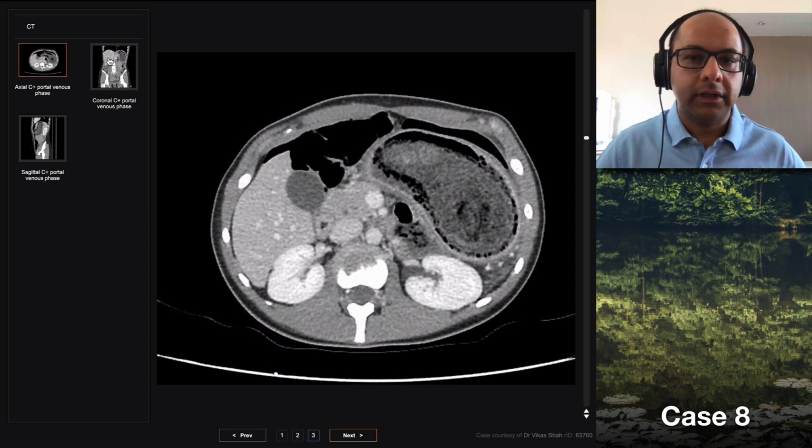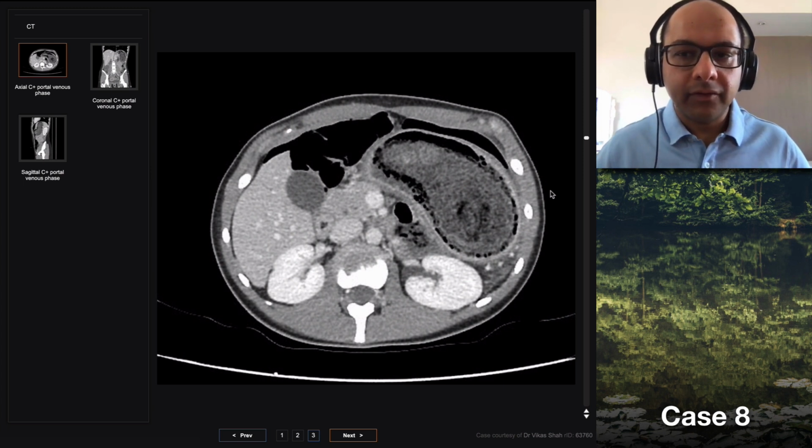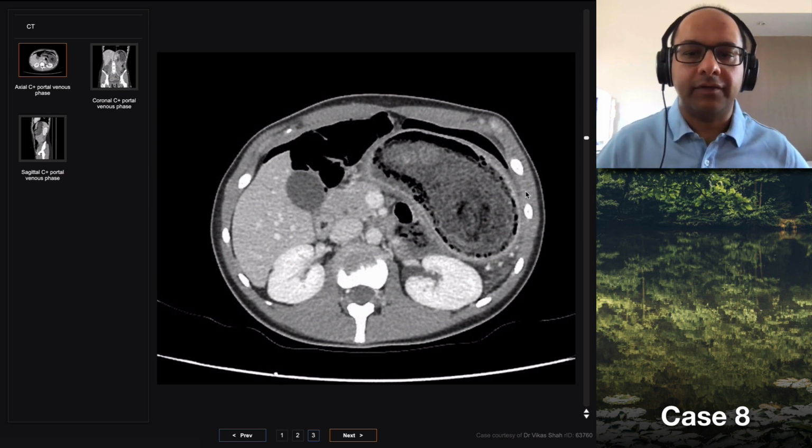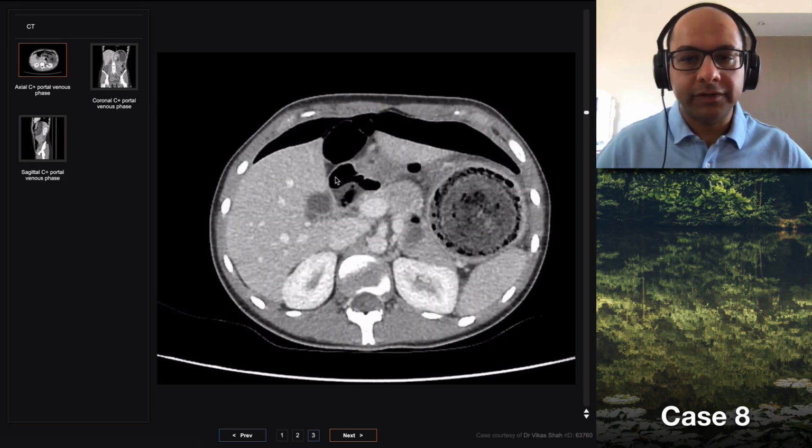Hair. Yeah, that's right. So this is a... Rapunzel. Is that Rapunzel syndrome? Yeah, that's right. So this is Rapunzel syndrome, or a trichobezoar, okay?